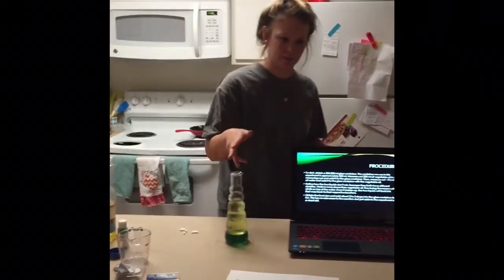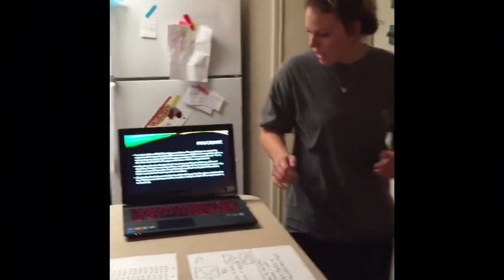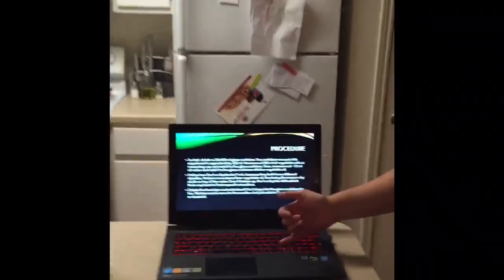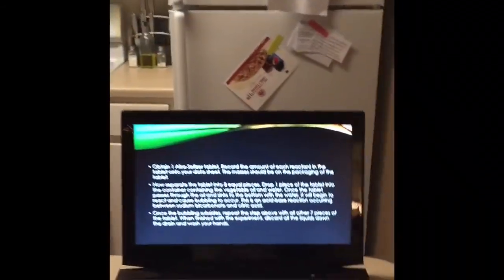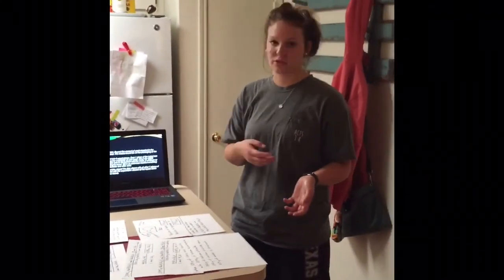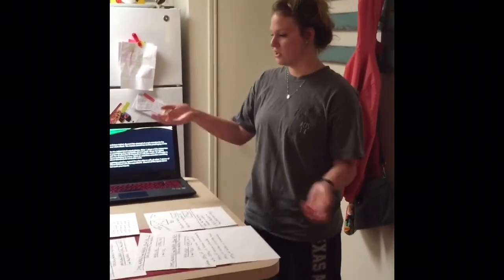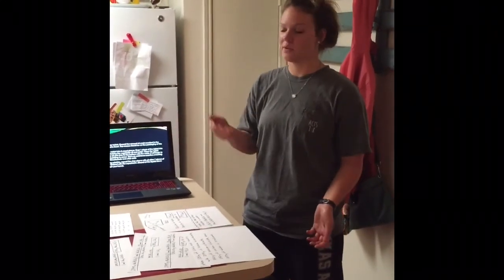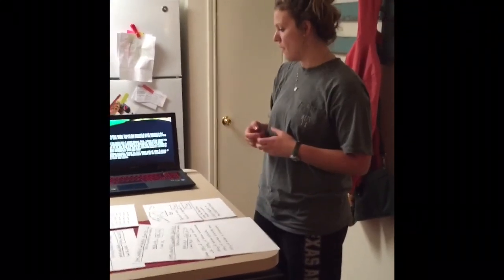But I'm going to continue to explain the experiment just so y'all get that. So once you drop the tablet into the water, it's going to start to react and create a gas of carbon dioxide, which is going to cause it to bubble. And that's the reaction. And once the bubbling subsides, that's all the carbon dioxide that is produced from the reaction. And then you can just redo the reaction with the other 7 tablets if you want to continue to watch it do that.